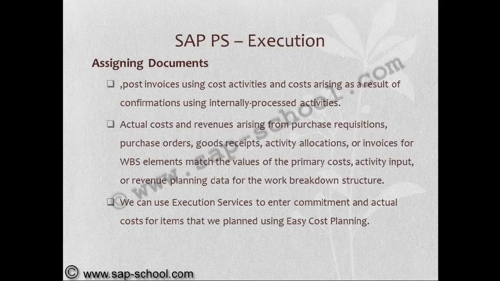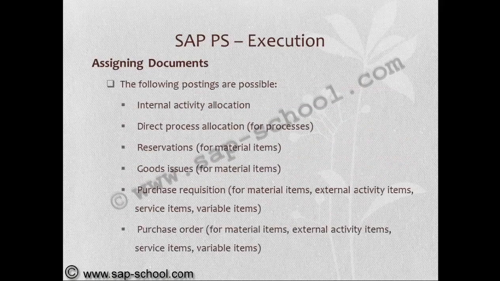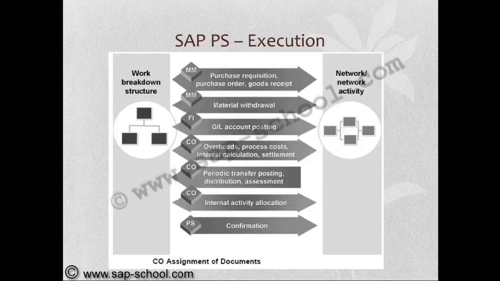We can use execution services to enter commitment and actual costs for items that we planned using easy cost planning. The following postings are possible: internal activity allocation, direct process allocation, reservations, goods issue, purchase requisitions, purchase orders. This covers purchase requisitions and purchase orders for the material items, external activity items, service items, and variable items.